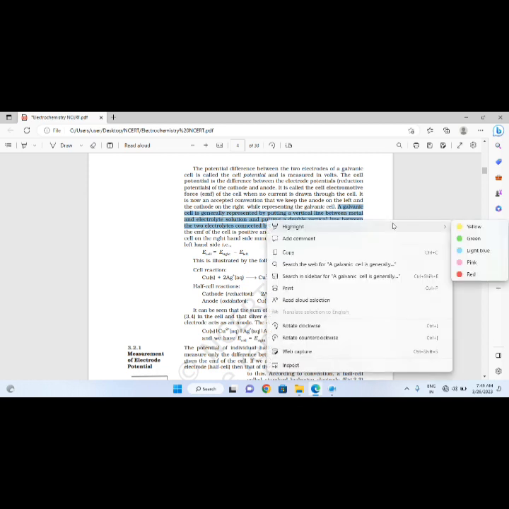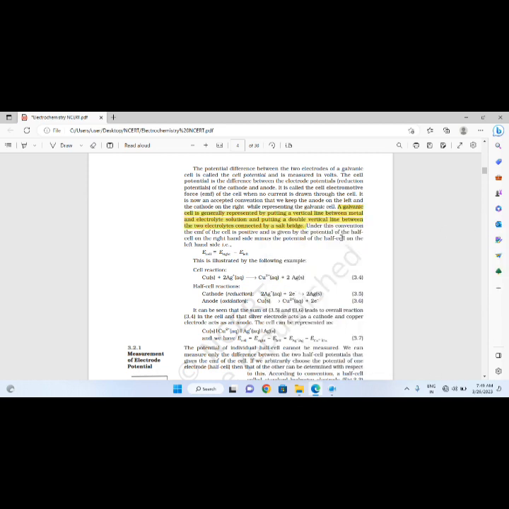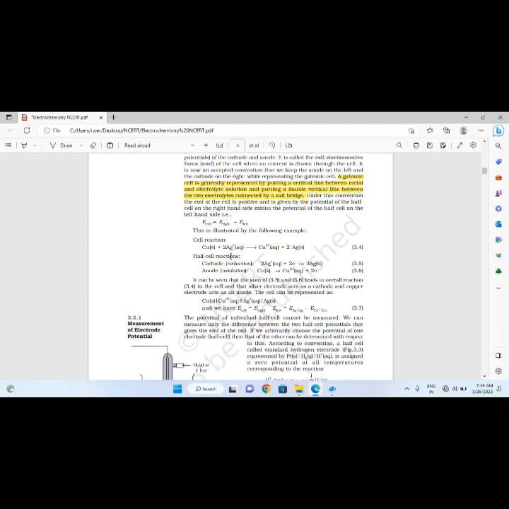So it is a typical representation of a galvanic cell. Here we can see that for the electrochemical cell, the total cell potential is given by E right hand side minus E left hand side. This is illustrated for this reaction: copper electrode and aqueous silver electrode, where copper gets oxidized and silver gets reduced.